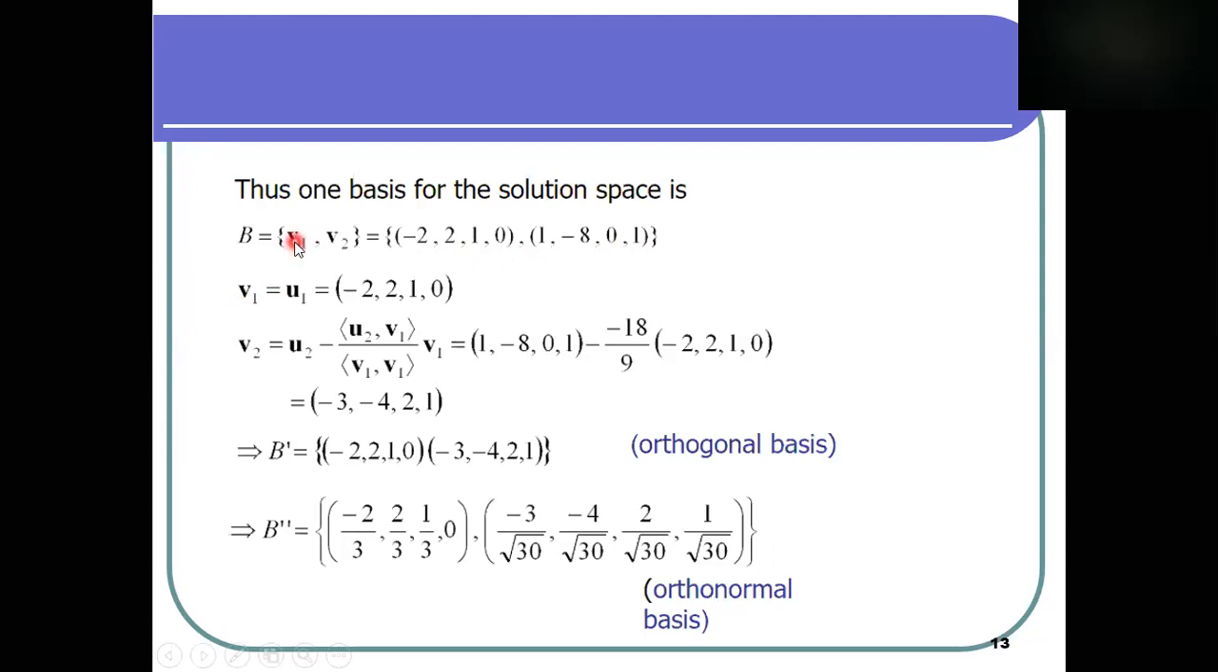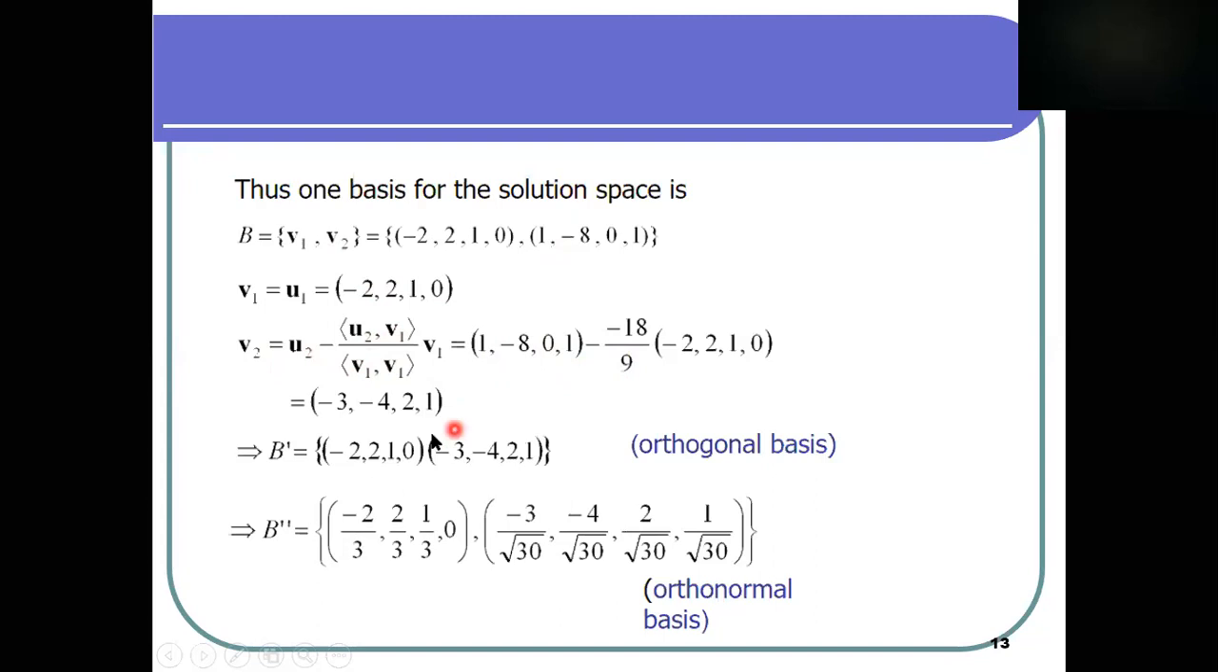Sorry, I wrote it mistakenly as v1, v2. It must be u1 and u2. So v1 is u1, and v2 is u2 minus the dot product of u2 with v1, like this one. This is my u2, so you just correct it. So v2 is u2 minus the dot product of u2 with v1 over v1 with v1, times v1. In that case, the dot product of v1 with v1 is 9.